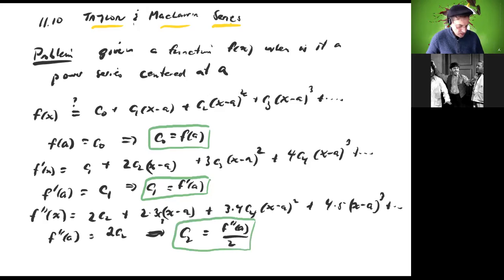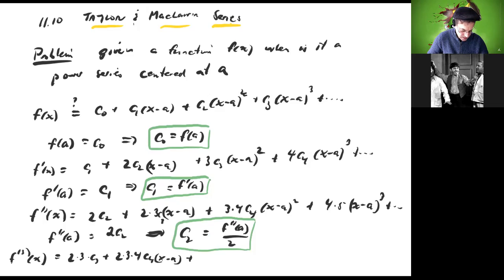Okay, let me do one more derivative. So the third derivative of the function f is 2 times 3 times c3 plus 2 times 3 times 4 times c4 (x minus a) plus 3 times 4 times 5 (x minus a) squared, etc. So now let's evaluate it at x equals a.